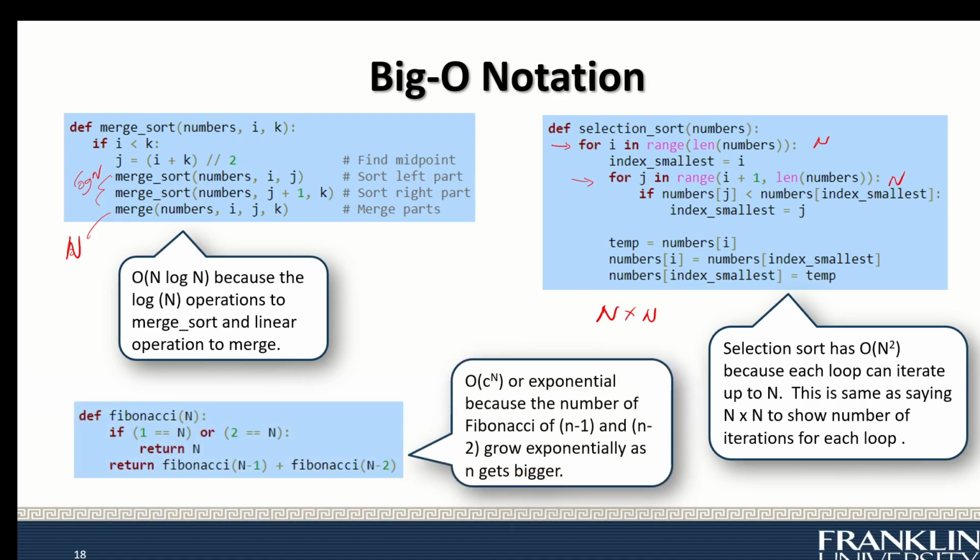And finally, the Fibonacci. This is something we did before. For the Fibonacci number, when n gets bigger, we need to find all the previous Fibonacci numbers. The previous numbers can grow very quickly.